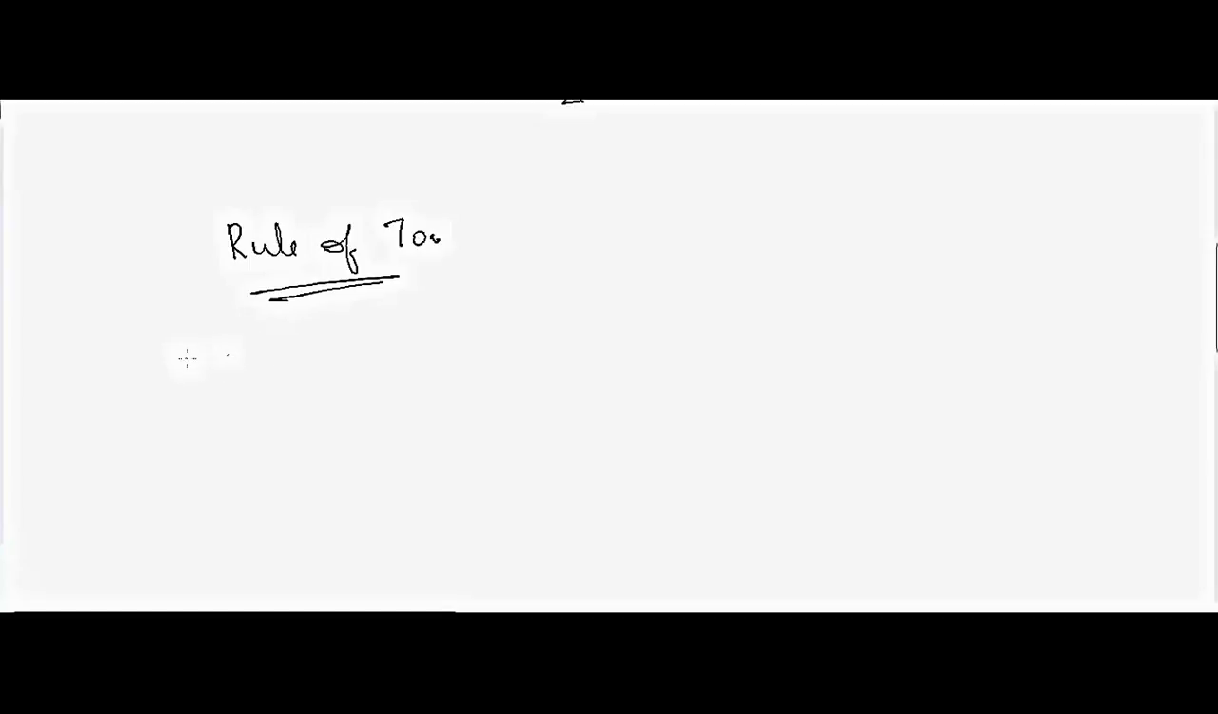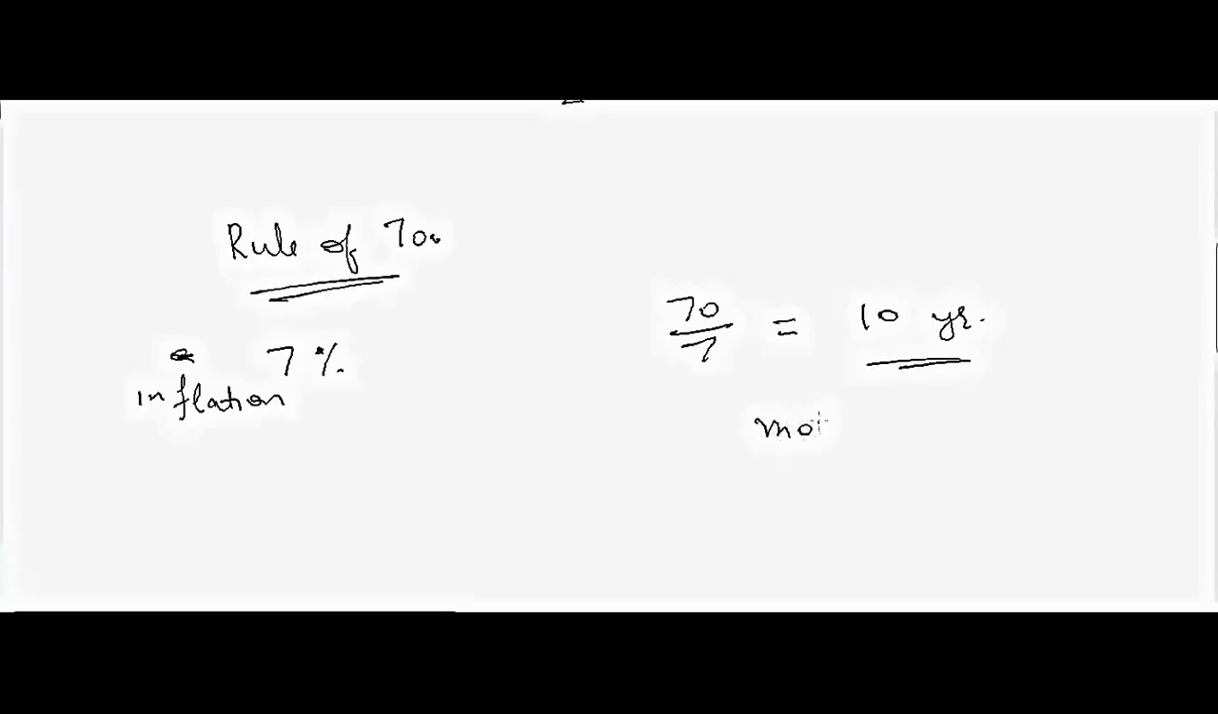Suppose the rate of inflation is 7%. Then it will take you 70 divided by 7, equal to 10 years, for your money to become half. So the money value is equal to half.